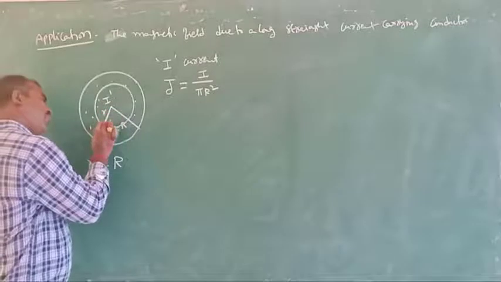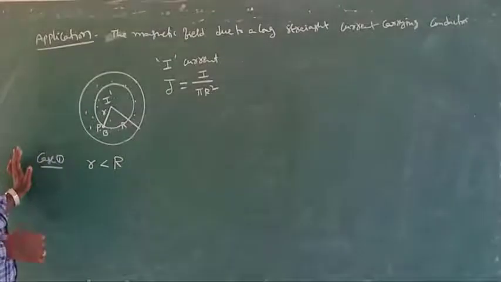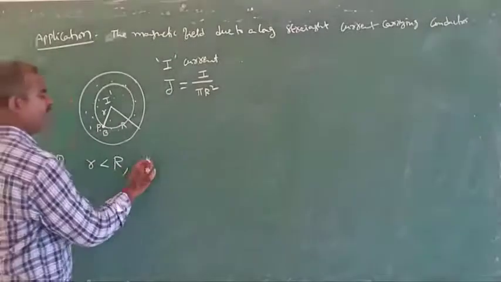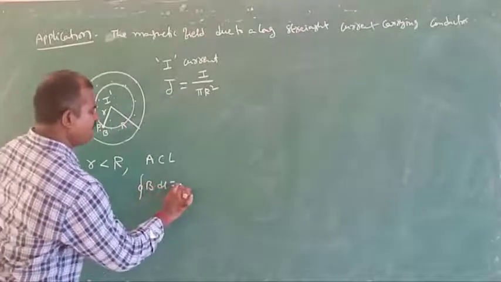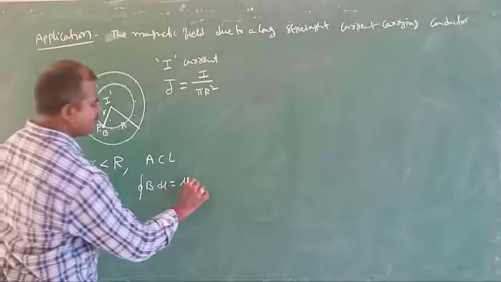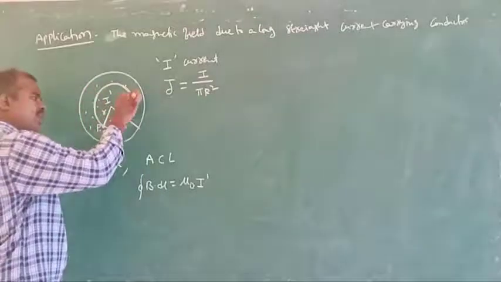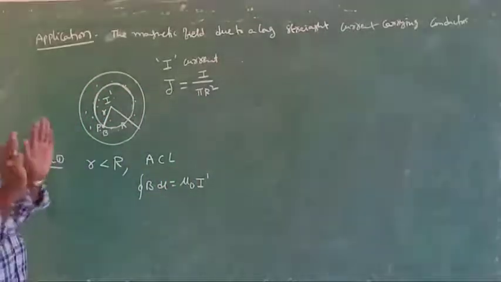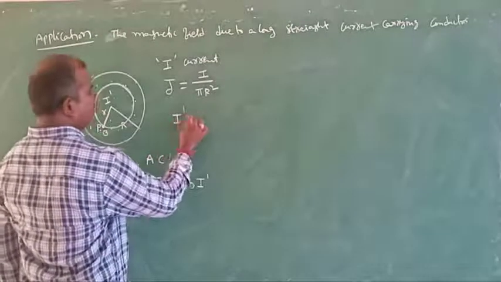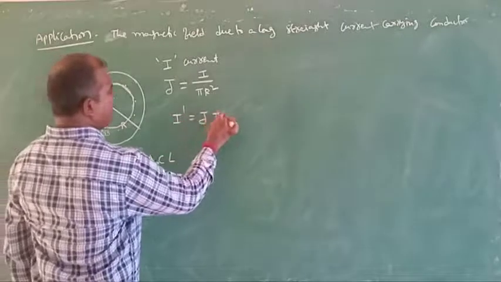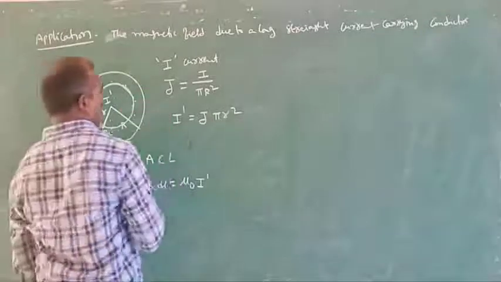Now let me consider a point P at distance r less than R. According to Ampere's circuit law, integral B dl is equals to mu naught I, where I means the net current enclosed by this path. The net current enclosed by this path is I dash only, not the I current. Here I dash is equals to J into pi small r square.